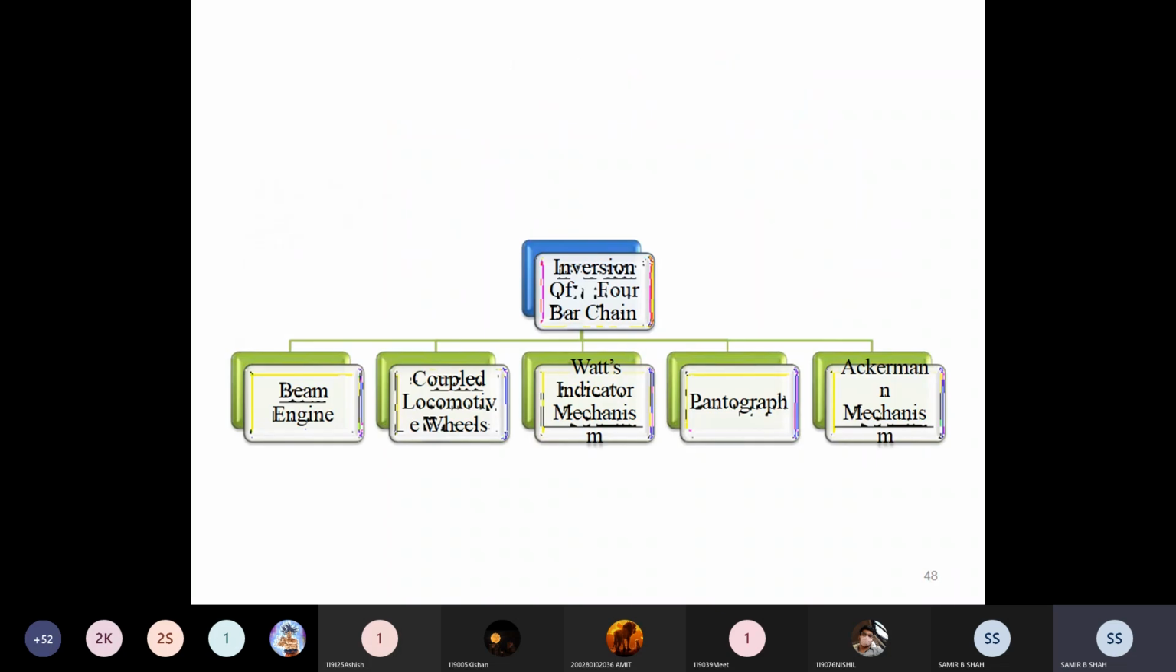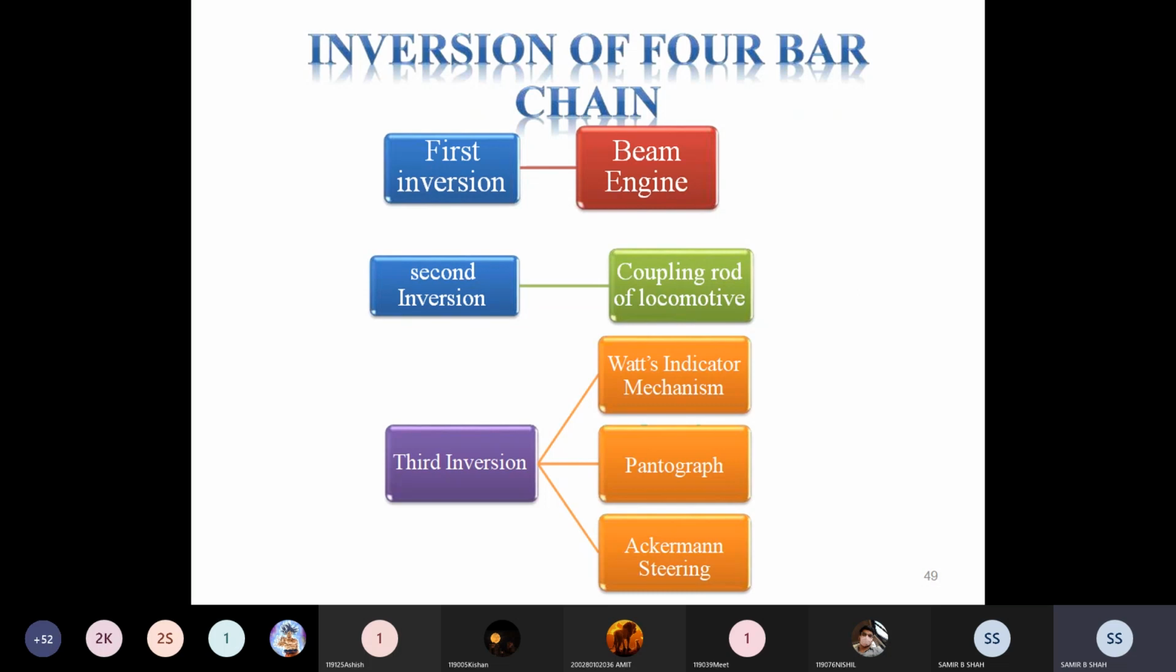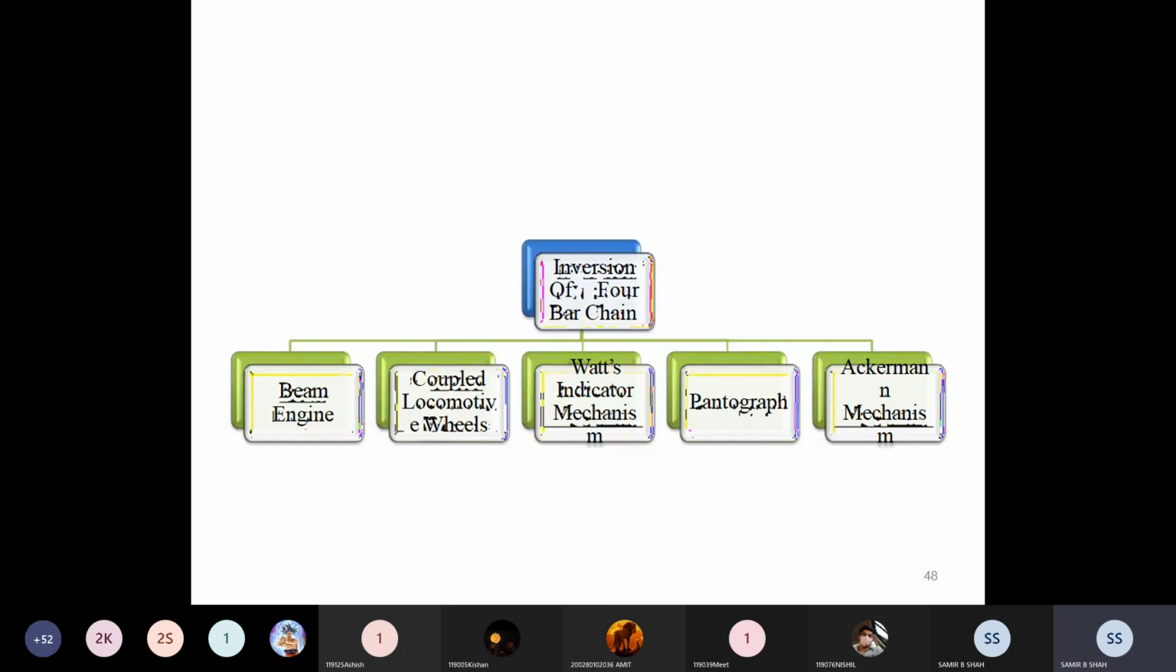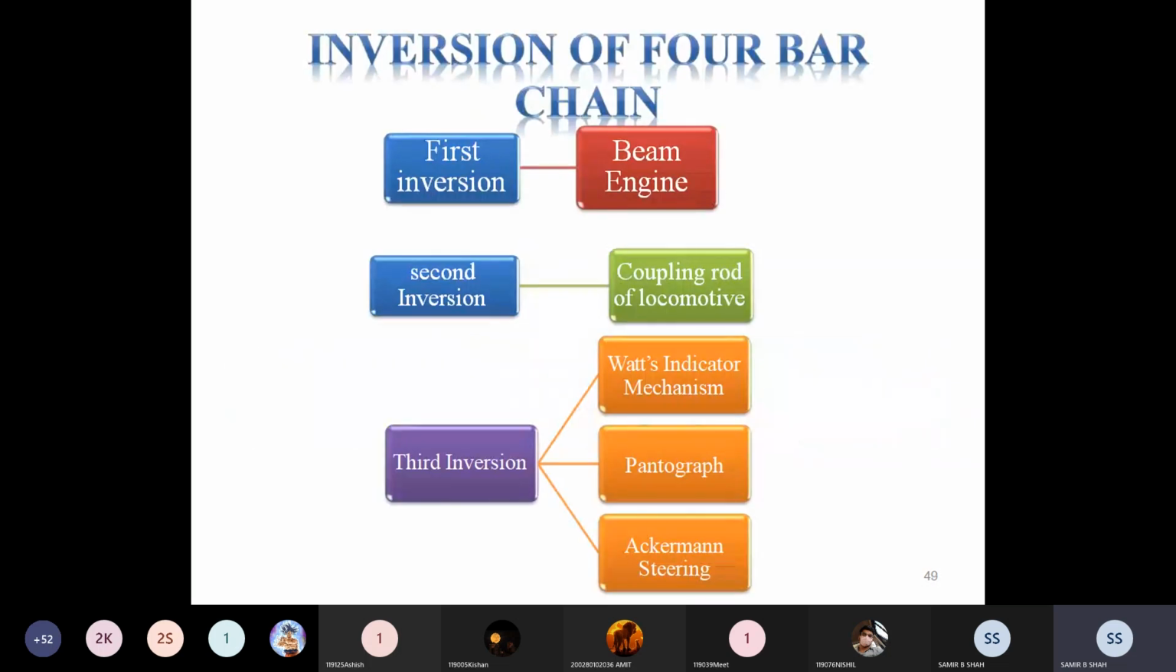The 4-bar chain inversion may be divided into beam engine, coupled locomotive engine, Watt's indicator mechanism, pantograph, and Ackermann. Now if we properly define all the inversions of the 4-bar chain, then it divides in 3 ways: first inversion, second inversion, and third inversion. Beam engine is the basic 4-bar chain inversion. Then the intermediate stage we consider as the second inversion, and the latest inversion is called the third inversion.